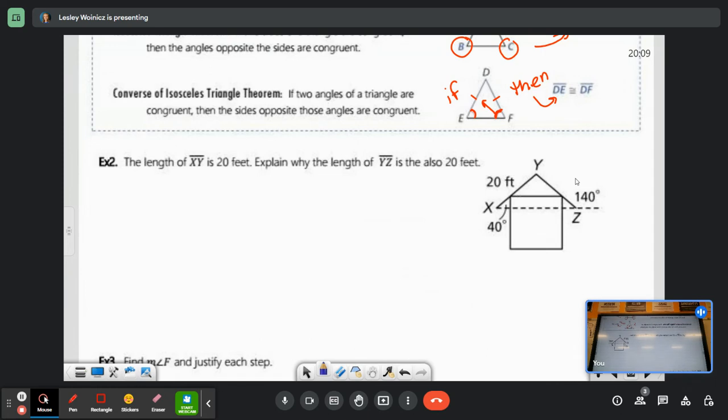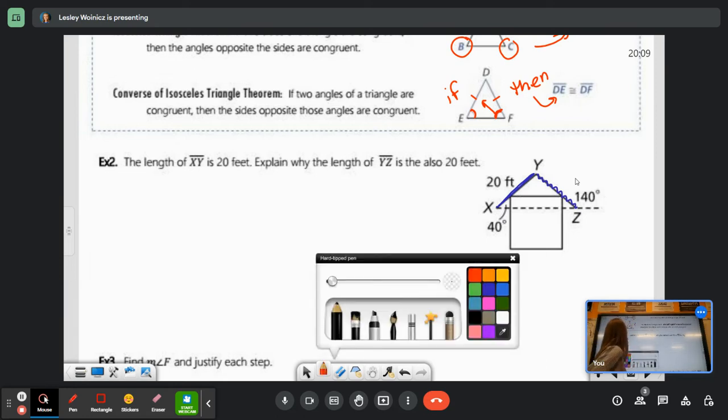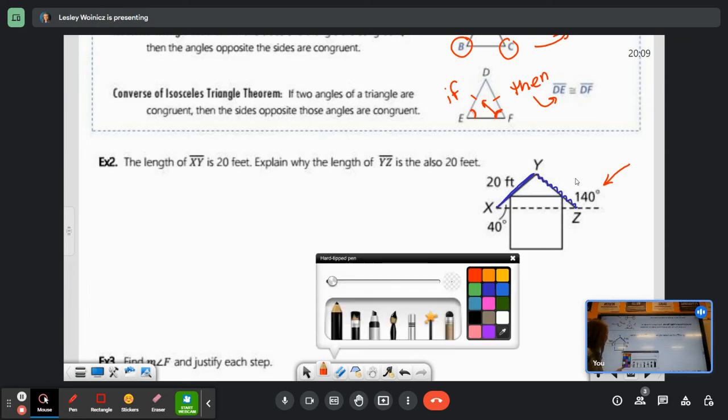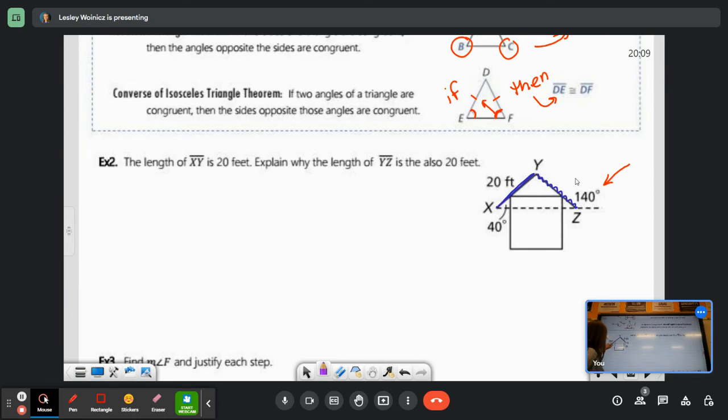We know that the length of XY is 20 feet. That's this right here. We have to explain why the length of YZ is also 20 feet. Oh, we can do this. Notice that they gave us this random 140 degrees out here. The random 140 degree angle and angle YZX make a linear pair, and linear pairs are supplementary.